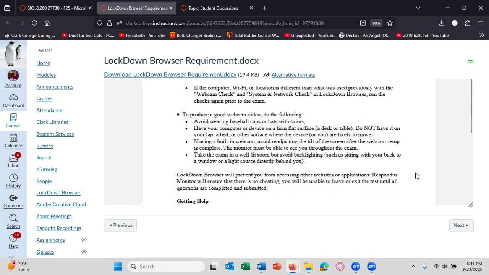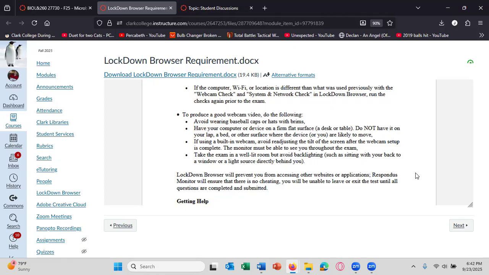Produce a good webcam video. Avoid wearing a cap or a hat with brims. Have your computer or device on a firm, flat surface like a desk or a table. Do not have it on your lap, a bed, or another surface. Because if you move, you cause problems for the camcorder. If using the built-in webcam, avoid readjusting the tilt of the screen after the webcam setup is complete.